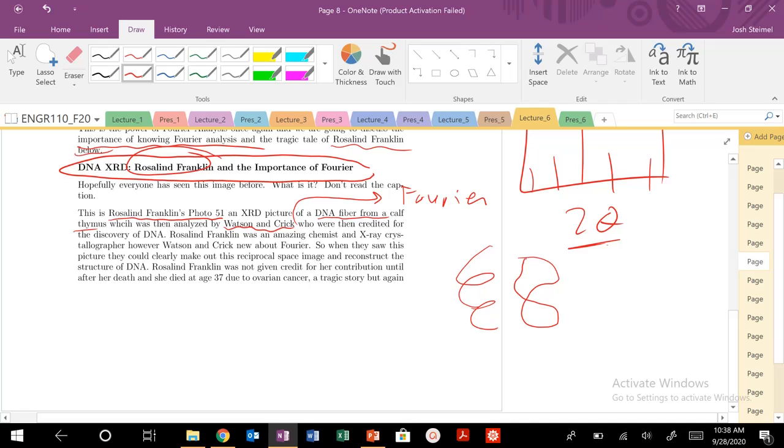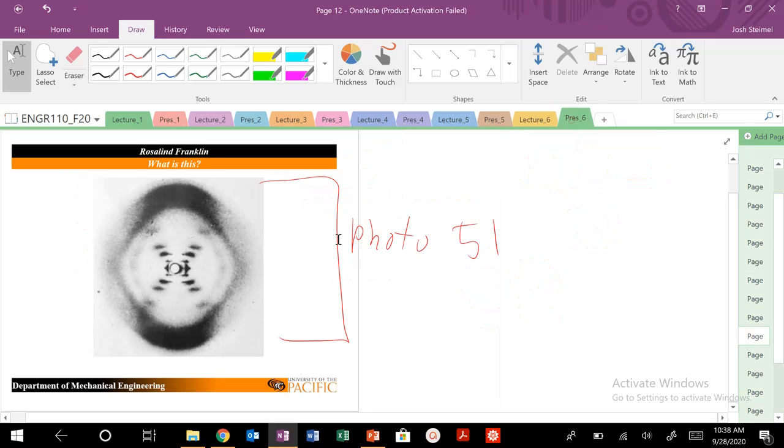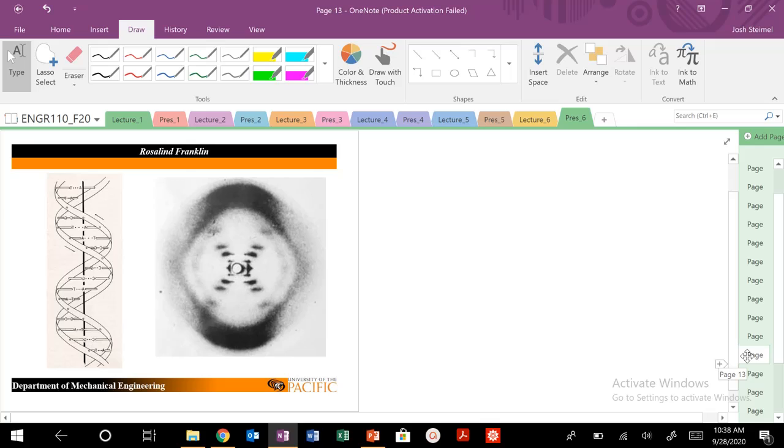But anyways, Rosalind Franklin had this picture, but she didn't have that background in Fourier analysis. When Watson and Crick saw this, they could clearly see that, in this reciprocal space, the key structure of DNA was a double helix. They could clearly see there's a large distance here and here. Large distances in our XRD photo mean small distances.